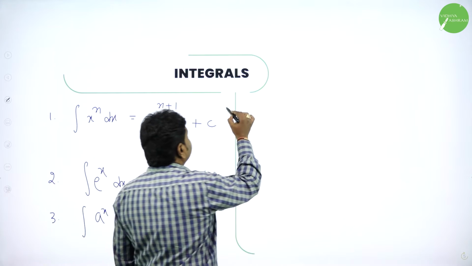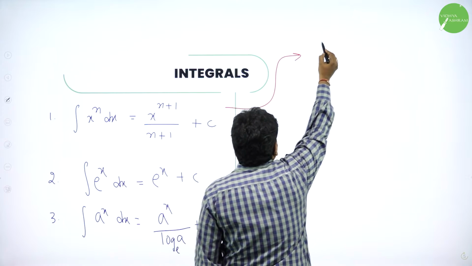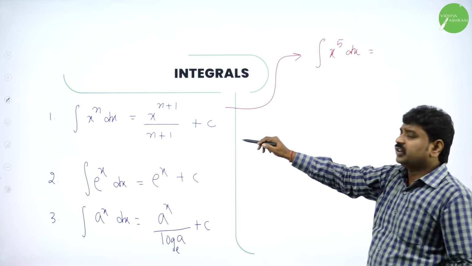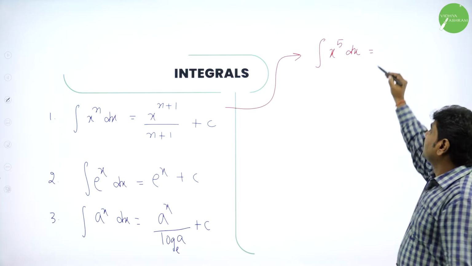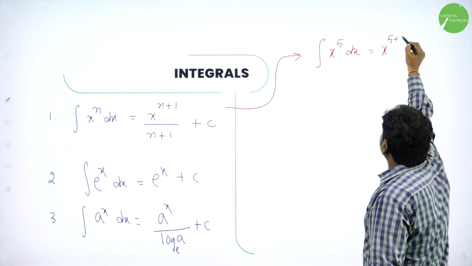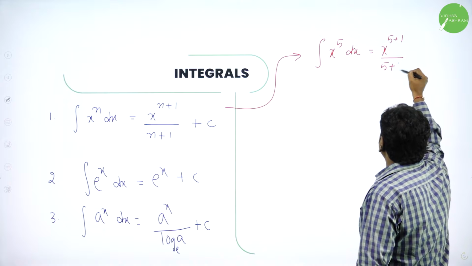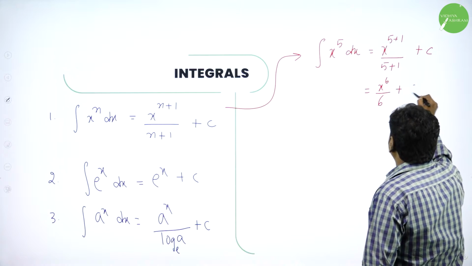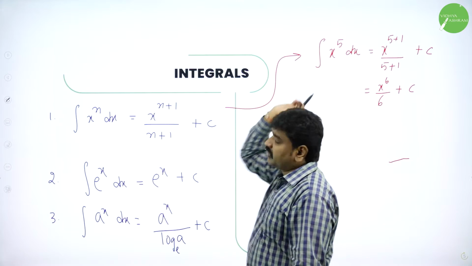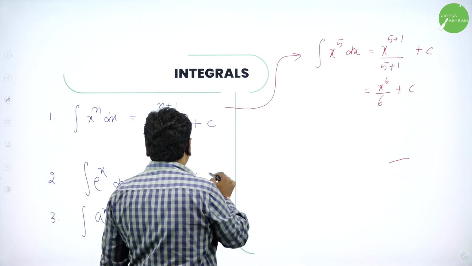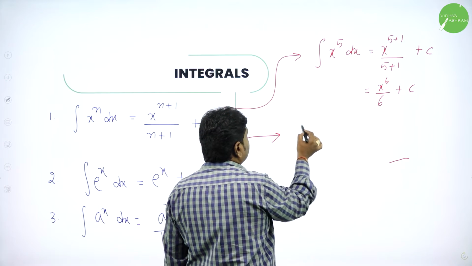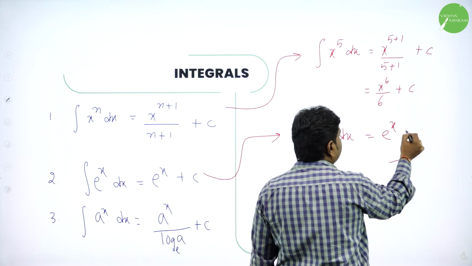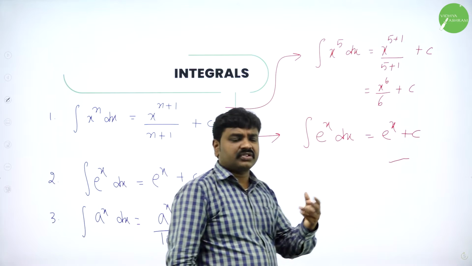So first one, I'll write integration of x power 5 dx. Is it in the form integration of x power n? What is integration of x power n? X power n plus 1 divided by n plus 1 plus c. Do you agree or not? So that will give you x power 6 divided by 6 plus c. You can try differentiating this, you will get x power 5. Second one, direct integration of e power x. What is integration of e power x dx? Answer is e power x. Easiest formula of all because integration of e power x is e power x.